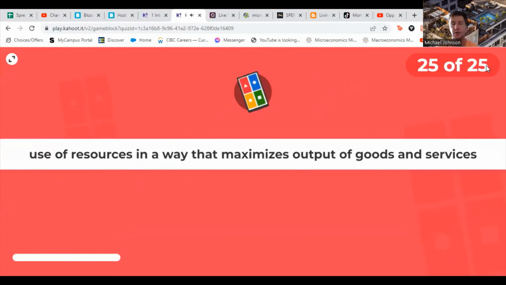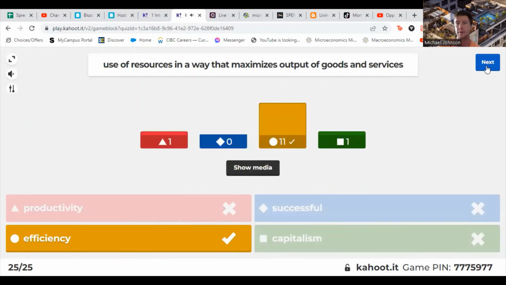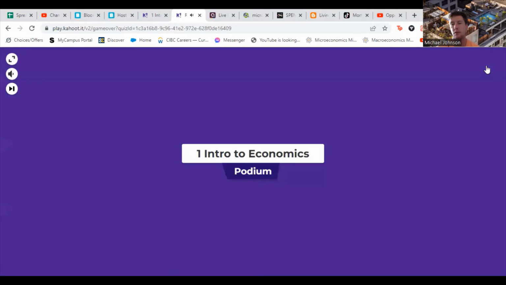And then our use of resources in a way that maximizes output of goods and services. Red is productivity, blue is successful, yellow is efficiency, and green is capitalism. Which will be the right answer? Yellow efficiency is the right answer.